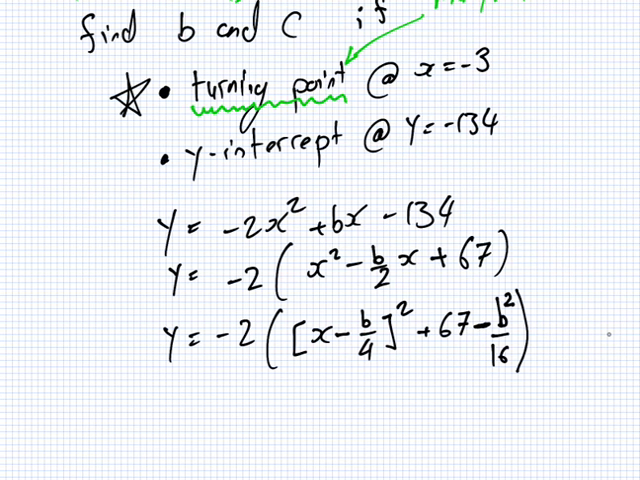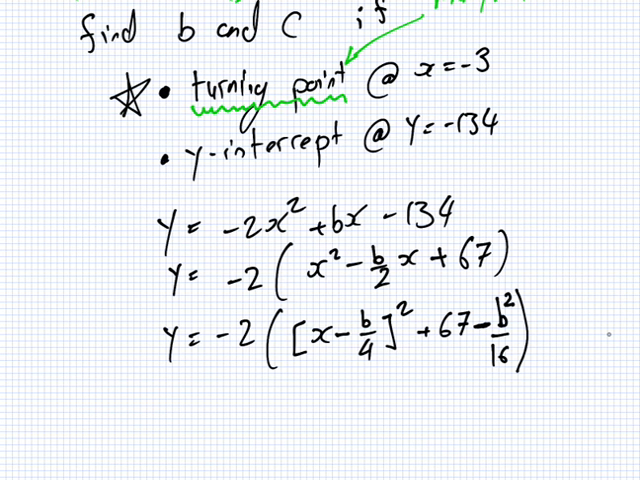Now, it looks messy, but I'm just completing the square. I promise, if you look at it long enough, it'll make sense to you. I'm just completing the square.